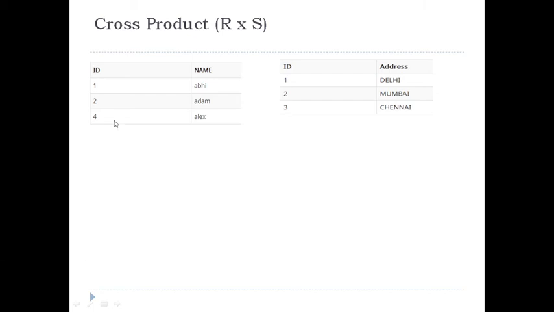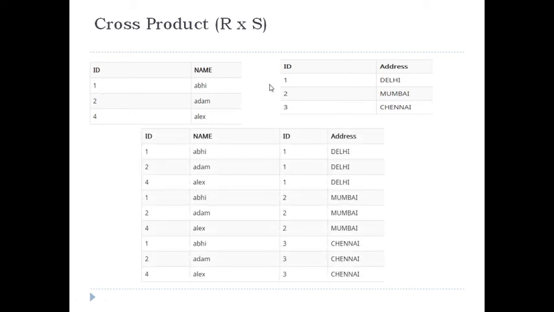Now we'll see the example of the different operations like a cross product, then outer join, inner join and all. So here consider these two are the relations R and S, and here ID is the common attribute. Now if we take the cross product, so for each tuple it will take the combination. That means one Abhi, then one Delhi, two Adam with one Delhi, four Alex with one Delhi. Like this it will take the combination of each tuple.